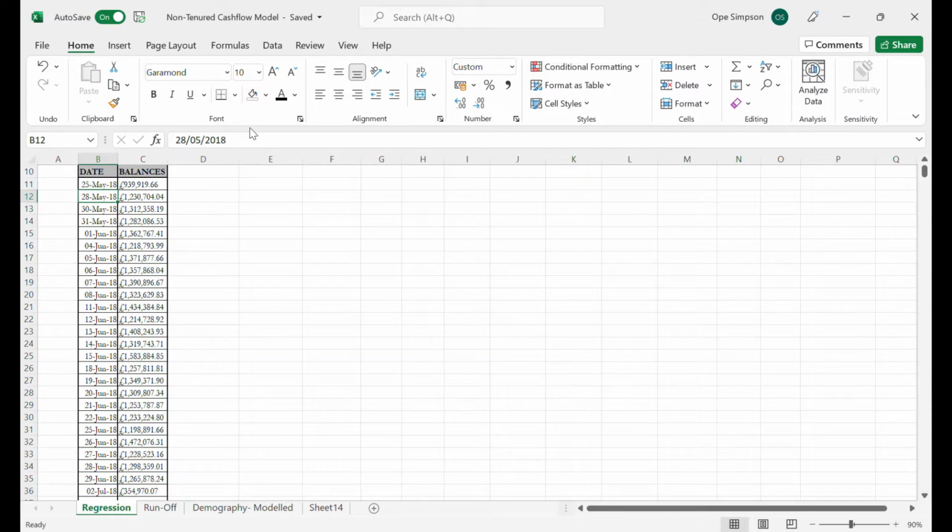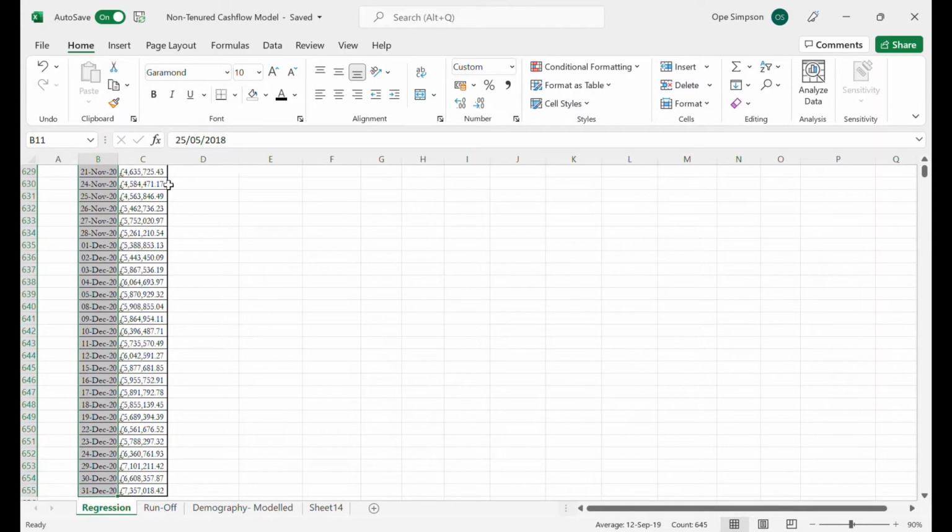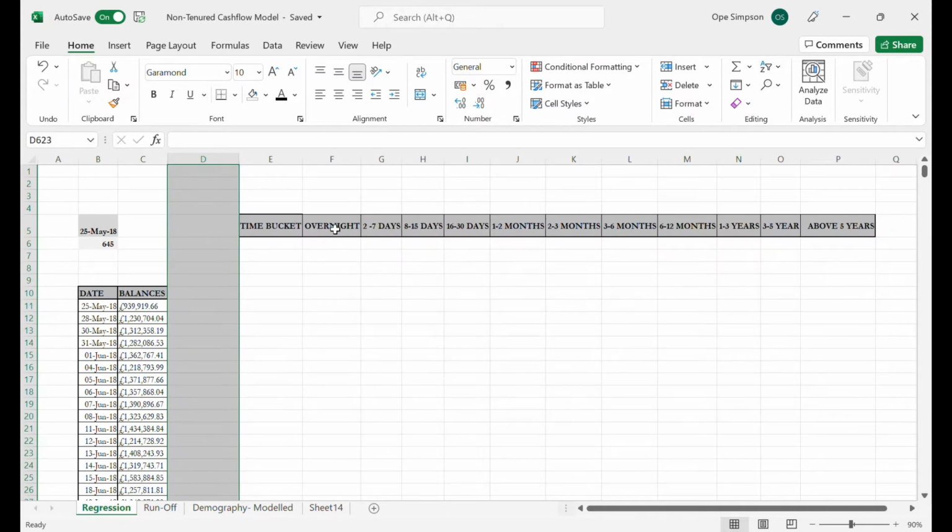Starting off with the regression analysis, here I have a data array from the 25th of May 2018 to the 31st of December 2020, depicting the saving liabilities of a financial institution. I want to allocate these funds over the various time buckets that I have above, which are the overnight time bucket, 2 to 7 days, 8 to 15 days, 16 to 30 days, 1 to 2 months, 2 to 3 months, 3 to 6 months, 6 to 12 months, 1 to 3 years, 3 to 5 years, and above 5 years.